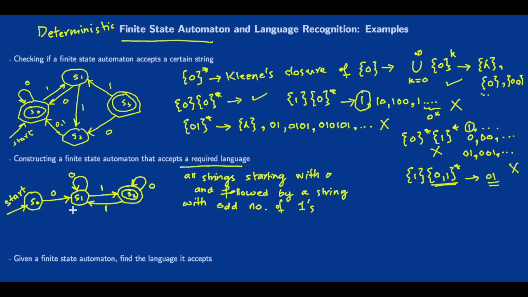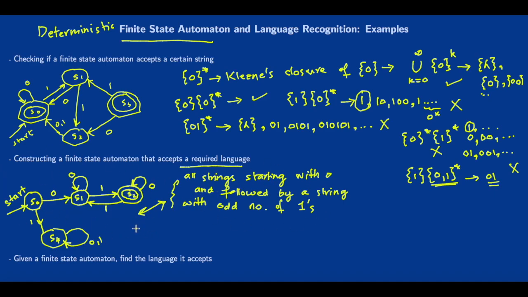But we have to consider something more. What if a 1 comes here? If a 1 comes here, it's an automatic reject because we want to start our string with a 0. So we will create another state, you can say S4, and this is not a final state, and we stay there forever. So if a 1 comes in the start, then we go to a state which is not a final state and we stay there forever, which means that string is not accepted. So this is how we connect this problem to this problem.